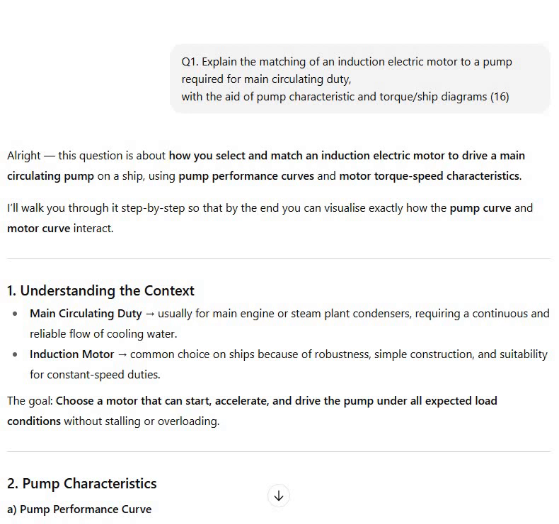Induction motor is a common choice on ship because of the robustness and the simple construction, suitable for constant speed duties. Most of our duties are constant speed, 60 hertz, so we require an induction motor. The construction is very simple and robust. The goal is to choose a motor that can start, accelerate and drive the pump under all expected load conditions without stalling or overloading. So coming to the pump characteristic.